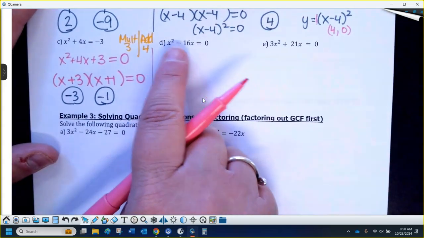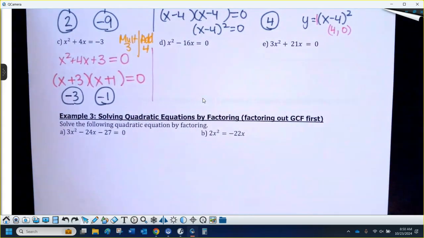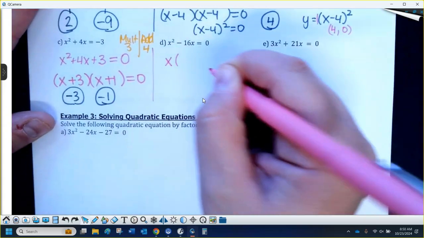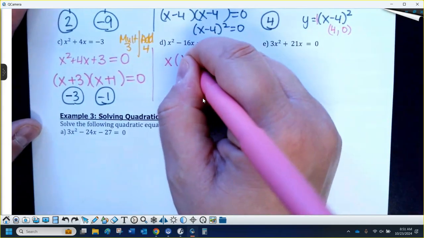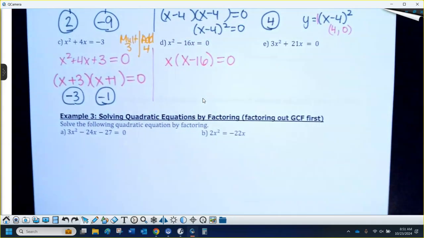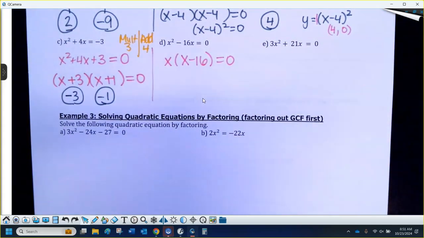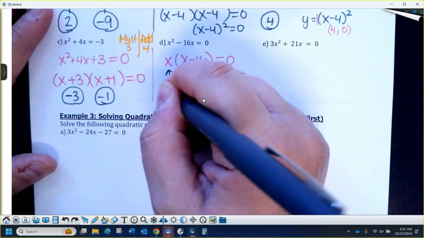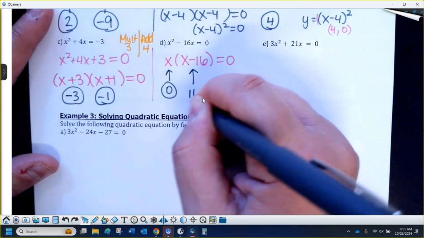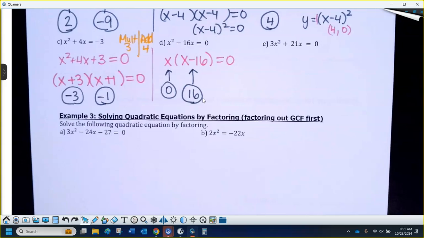So what do x squared and negative 16x have in common? X. All right, so what would you have left over if you took out an x? X minus 16. Okay, what would my two answers be there? Jacob, go ahead. Perfect. 0 here, 16 here. If I put 0 into the original problem for x, it wipes out both of those terms. So 0 is one of my answers. And if we put in positive 16, we'd have 16 times 0, which would still be 0.